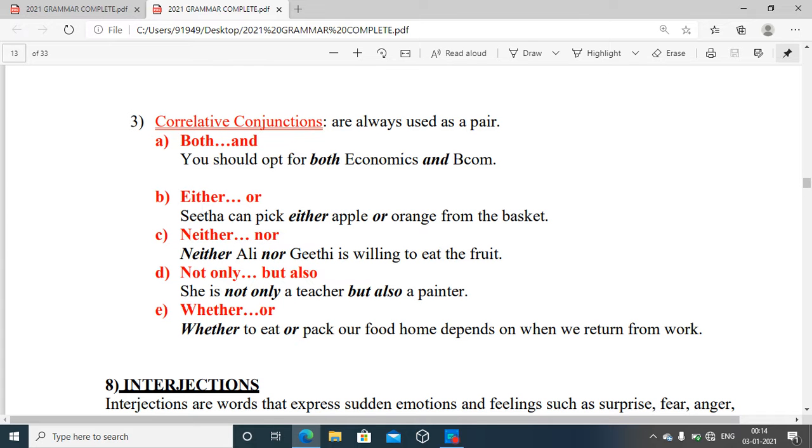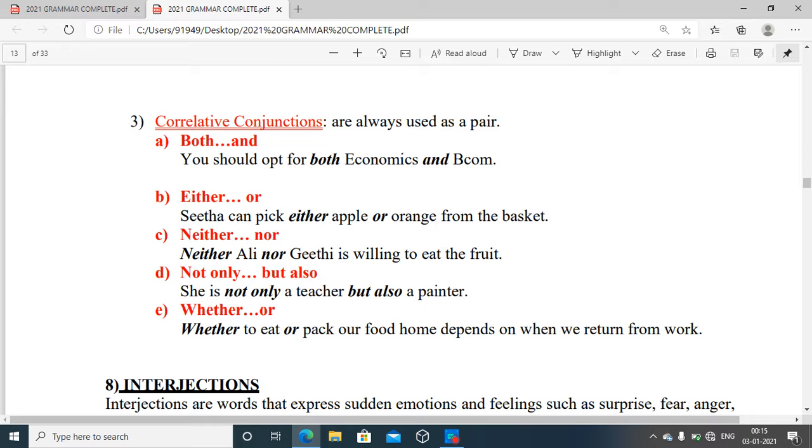It's about option, both and. Again, in that case it is necessary that both should be taken. In this case, either one or the other. Either apple or orange, not both together. That's why we have two different types. Here it's necessary that you should opt for both economics and BCom, not just this one as well as this one. Here it's about either apple or orange, not both together.